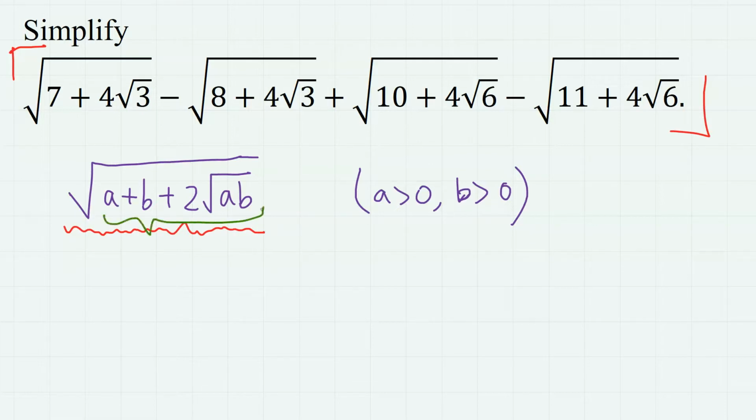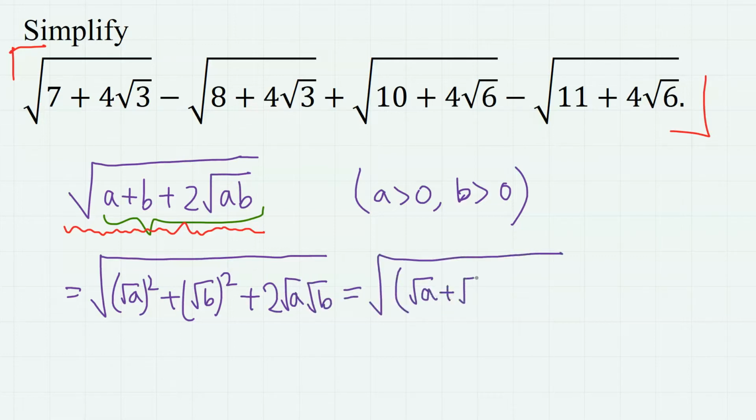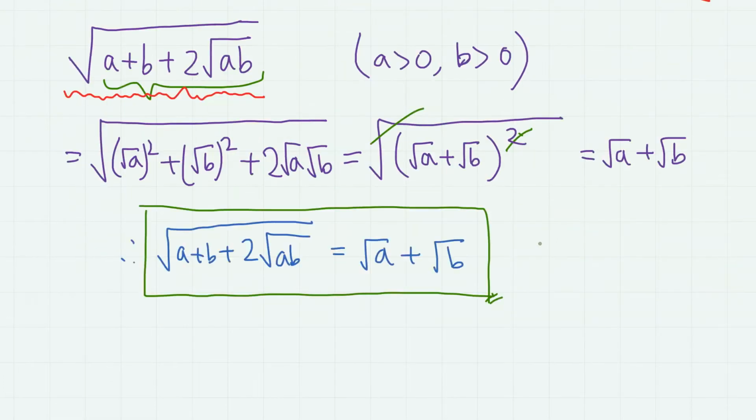If you take a look inside the outer radical, you can easily see that a is the square of square root of a and b is the square of square root of b, and the remaining term is 2 times square root of a times square root of b. So this is basically square root of a plus square root of b, squared. So if we cancel out this radical sign with this 2 here, we simply obtain square root of a plus square root of b. And this is the formula that I am going to use.